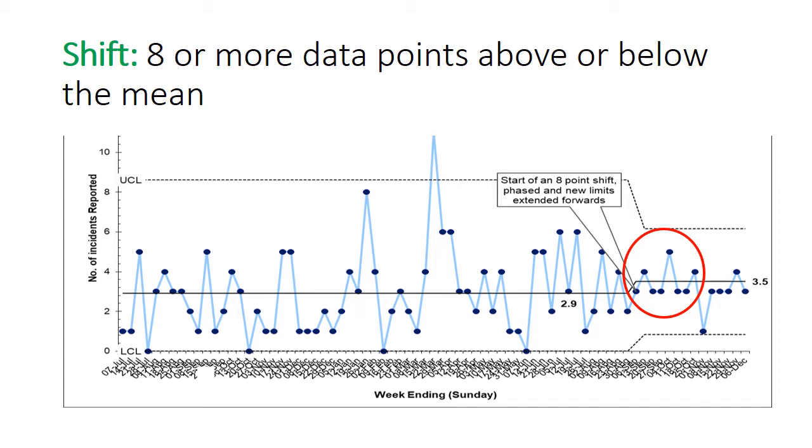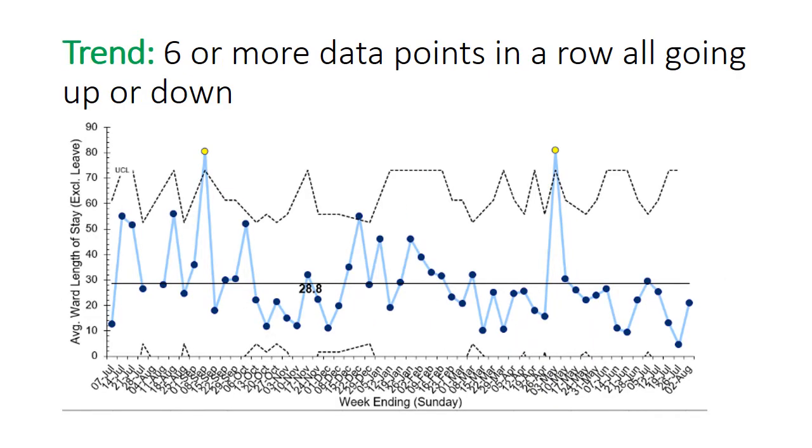The third rule is called a trend. This is when 6 or more points in a row are all going either up or down. It's a signal that a change might be occurring in the system. In this chart, we can see a trend in ward length of stay when the average inpatient admission reduced in length each week for 6 weeks in a row. It would prompt us to find out if the ward had been doing anything in particular to achieve that.